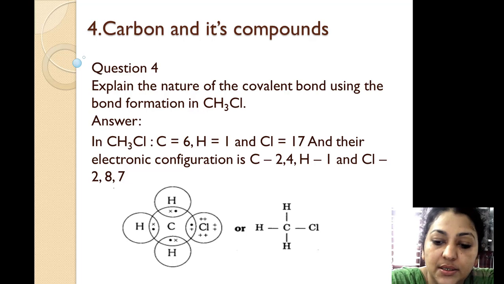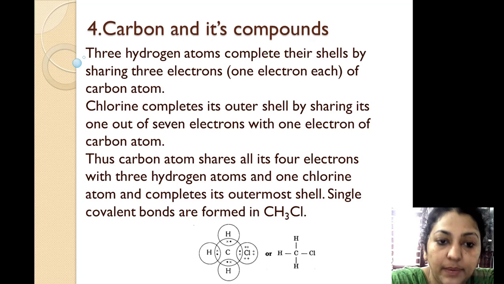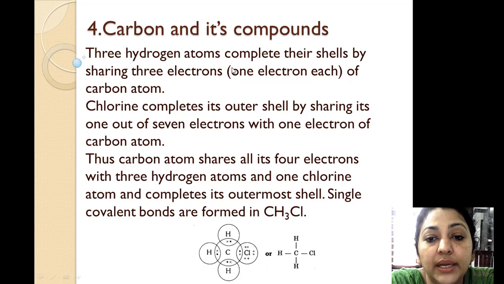So we'll move to the next page. Here is the diagram. The diagram continues on the second page also. So you can simply write that 3 hydrogen atoms complete their shells by sharing 3 electrons, 1 electron each from the carbon atom.